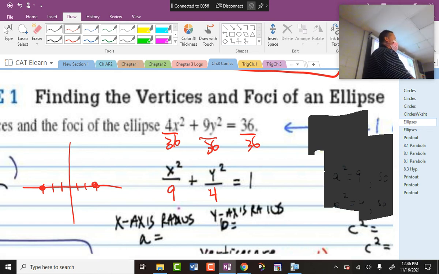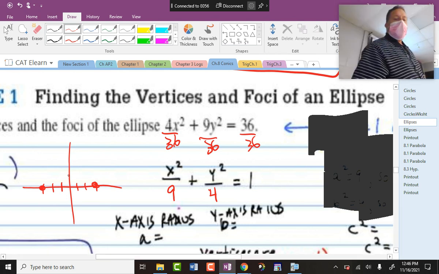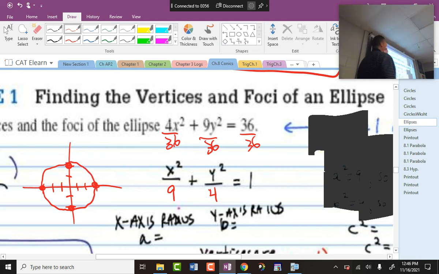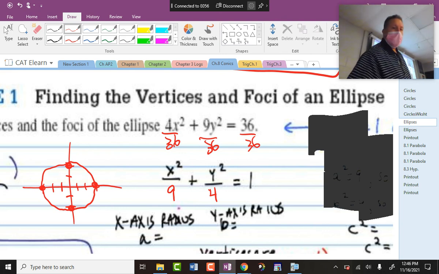What are the endpoints of the major axis? Plus or minus 3, comma 0. What are the endpoints of the minor axis? 0, comma 2, 0, comma negative 2. What are the co-vertices? Same thing. I know I just threw out co-vertices at you, but we're doing this simultaneously with my Math 2 students, and their book calls these the co-vertices. So vertices, co-vertices. I'll write that.